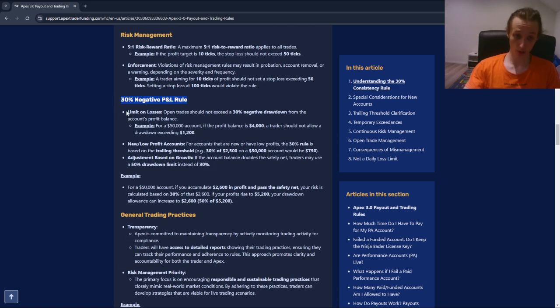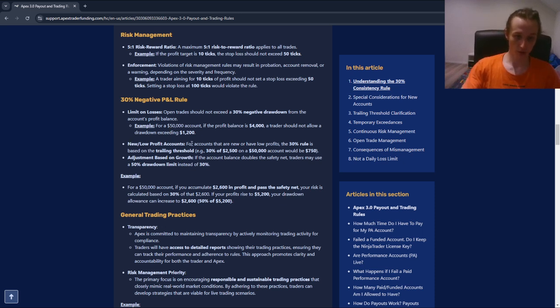30% negative P&L rule, a limit on losses. Open trades should not exceed a 30% negative drawdown from the account's profit balance. If you don't have a profit on your account, don't worry. Take your total drawdown and just divide it by 30%. Or wait, no, multiplied by 30%. Take your account balance and multiply by 30%.